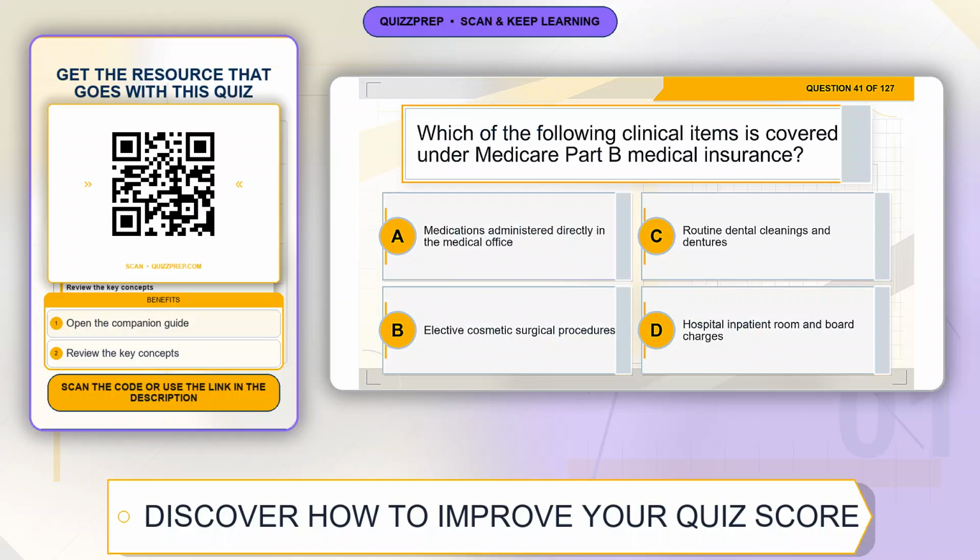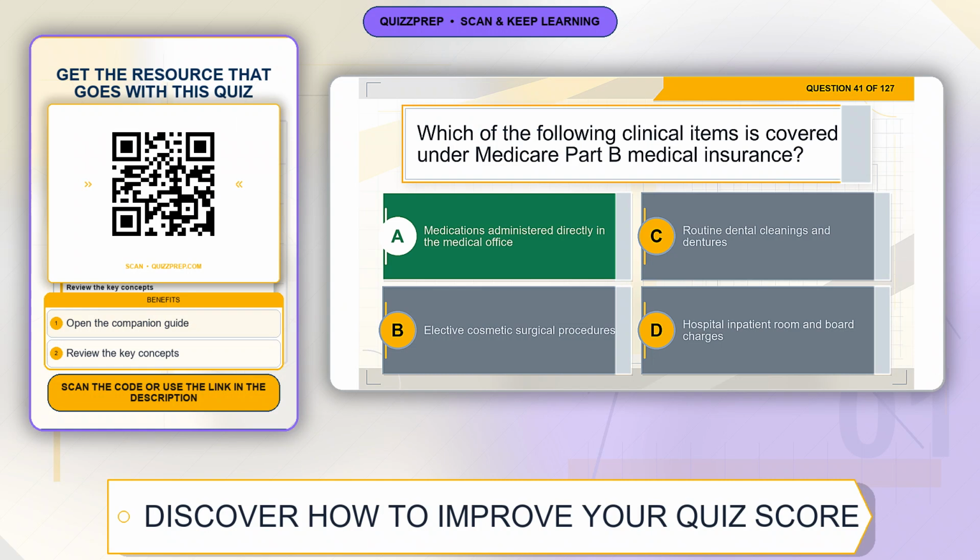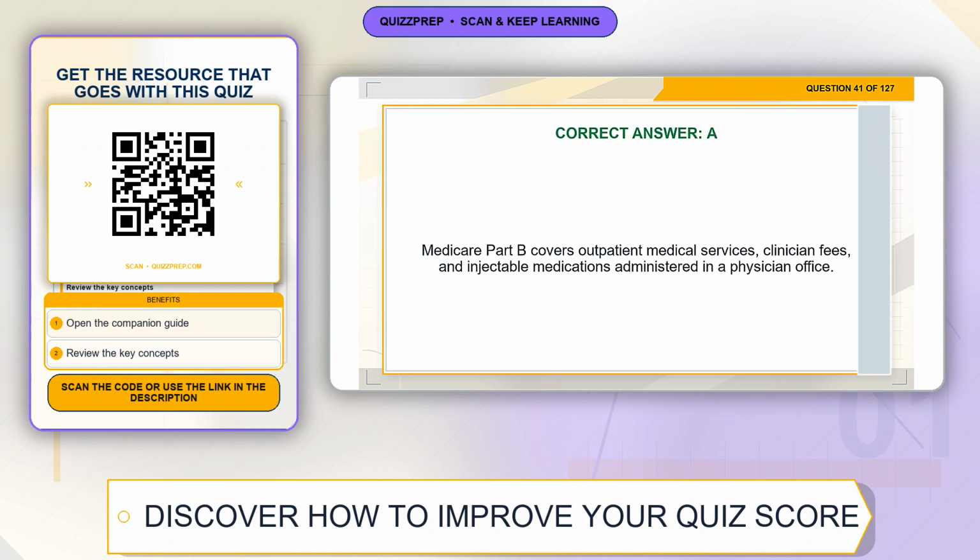Question 41. Which of the following clinical items is covered under Medicare Part B medical insurance? Option A, medications administered directly in the medical office. Option B, elective cosmetic surgical procedures. Option C, routine dental cleanings and dentures. Option D, hospital inpatient room and board charges. The correct answer is option A. Explanation. Medicare Part B covers outpatient medical services, clinician fees, and injectable medications administered in a physician office.